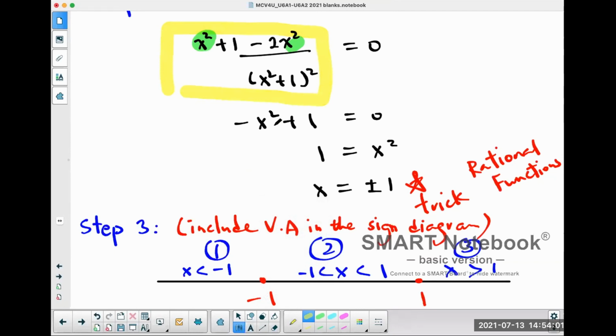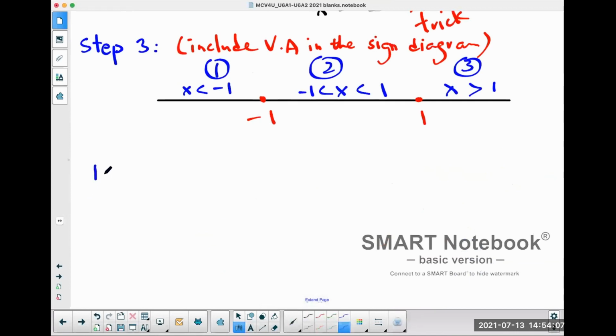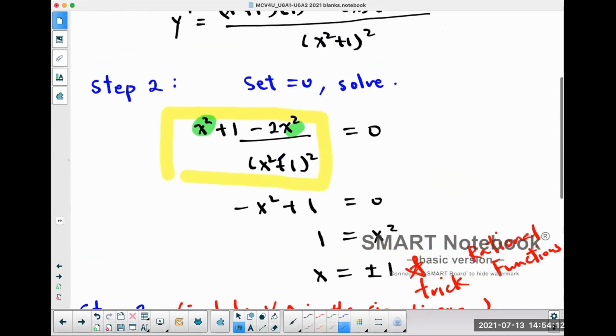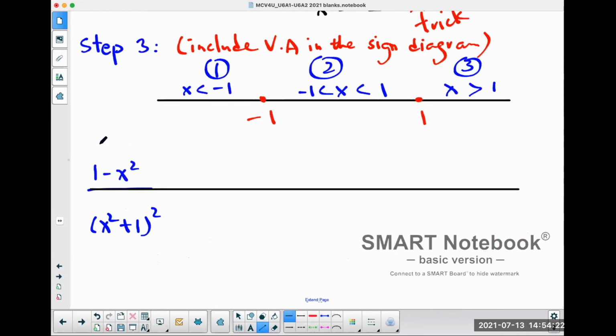Now, the numerator is just 1 minus x squared. So you can just write 1 minus x squared. But the other bracket, it's x squared plus 1 squared, right? And you keep it there. So those are the 2 things you need to worry about, right?